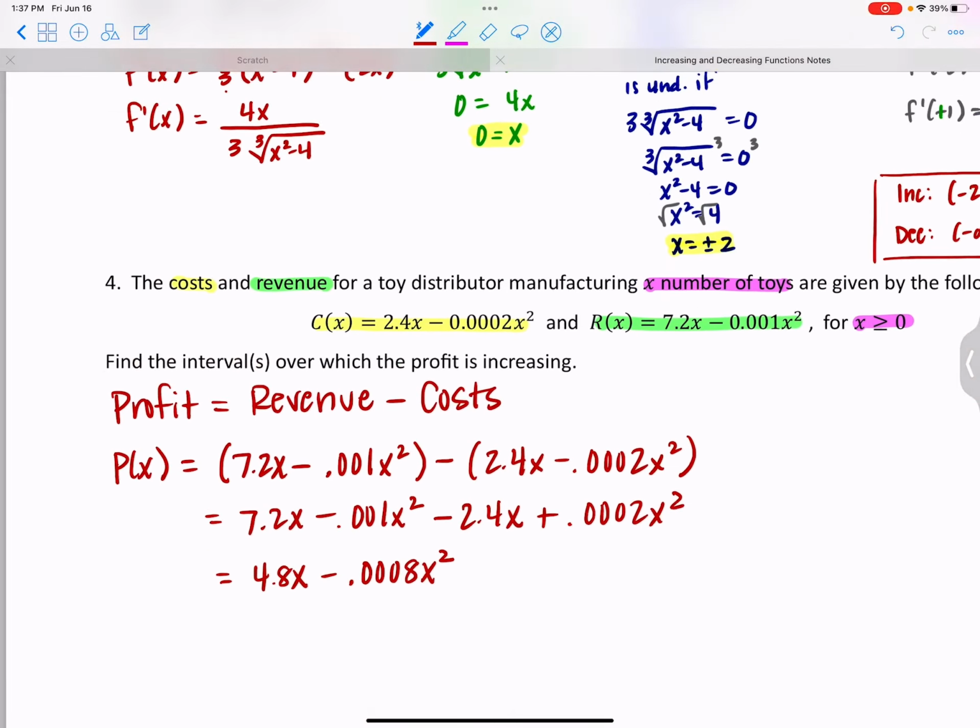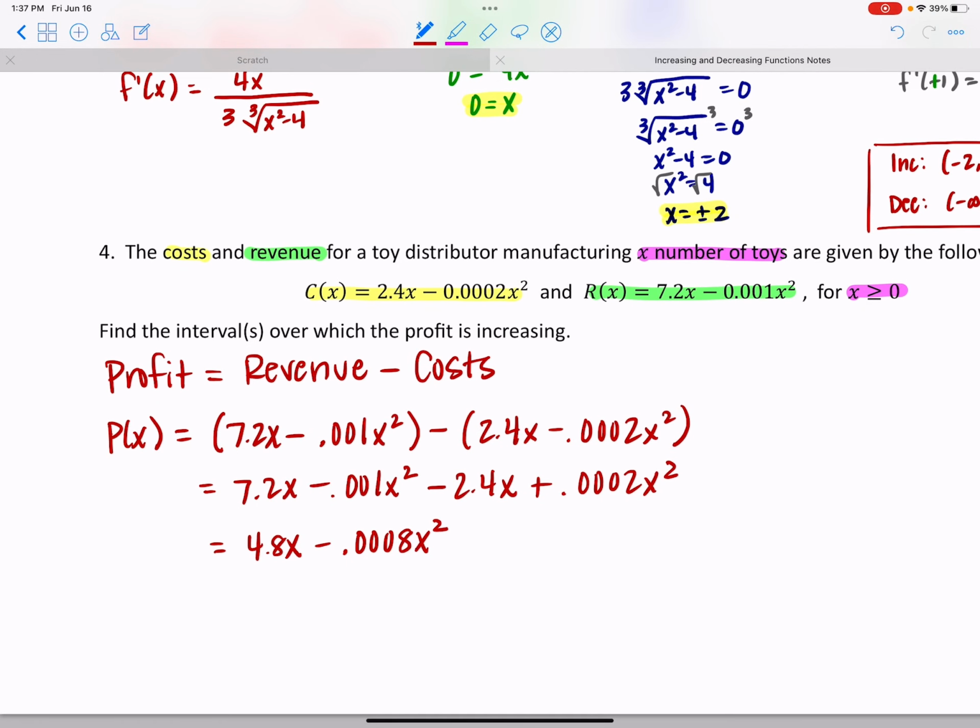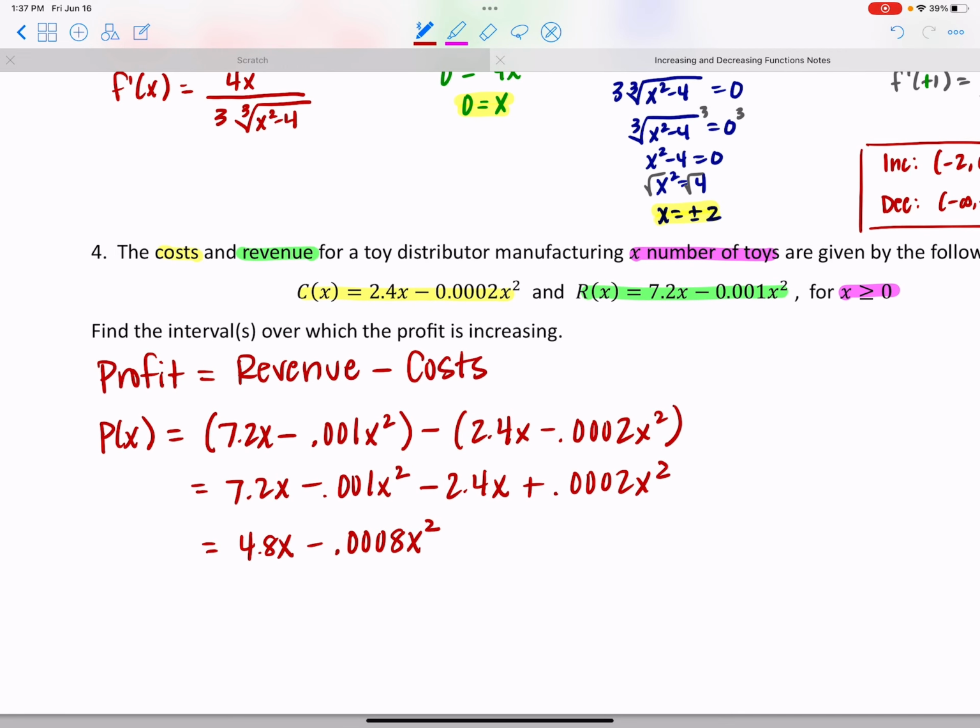Here is our profit equation. Now, to find where our profit is increasing, I want to find the derivative and the critical numbers. So now I have P of x, let's find P prime of x. This will be an easy one. We can use our power rule. The derivative of 4.8x is just 4.8, minus, multiplying by 2, which turns the 8 into a 16, 0.0016x to the first.